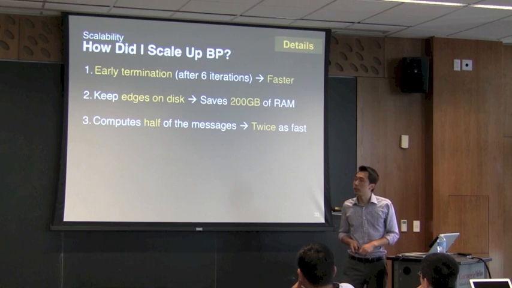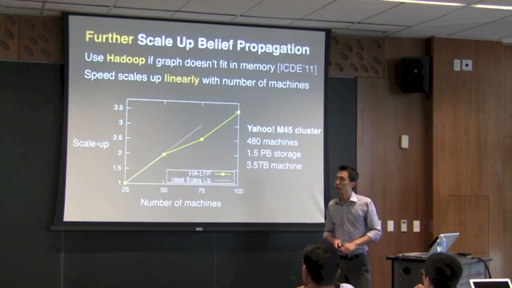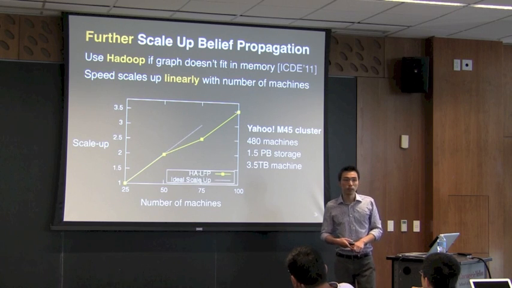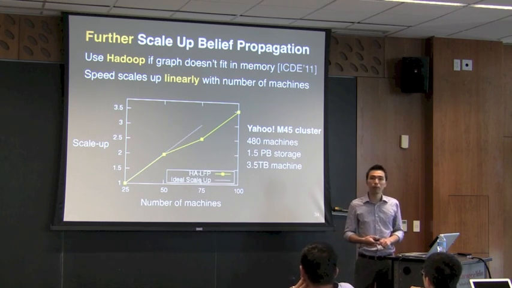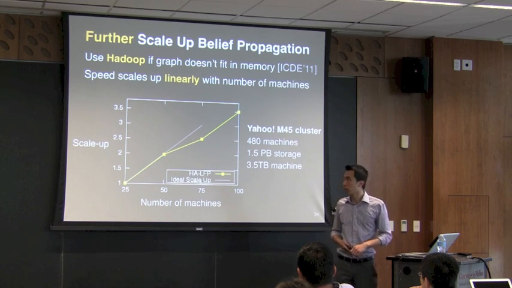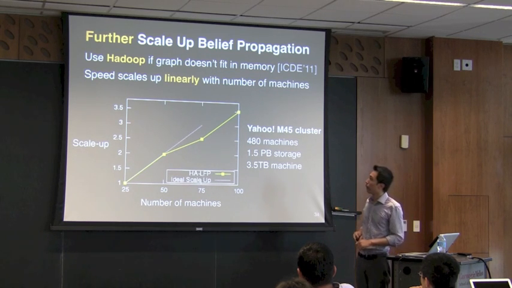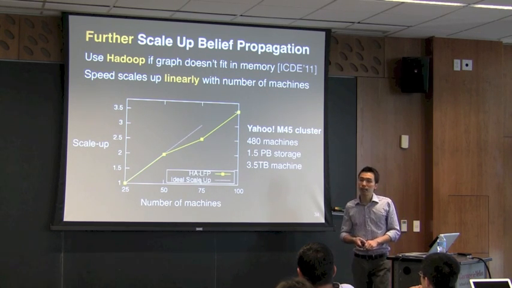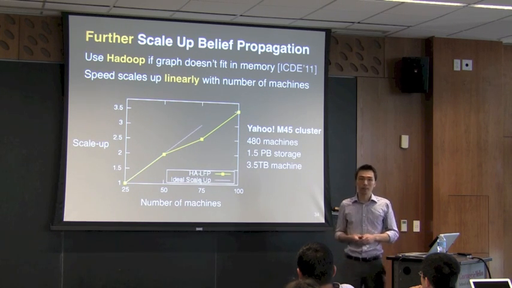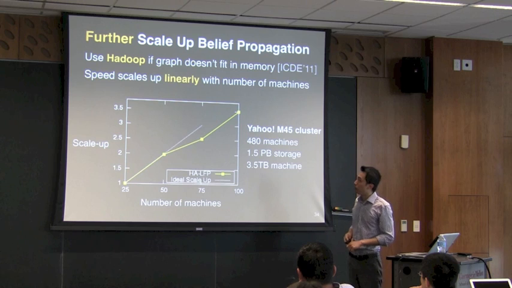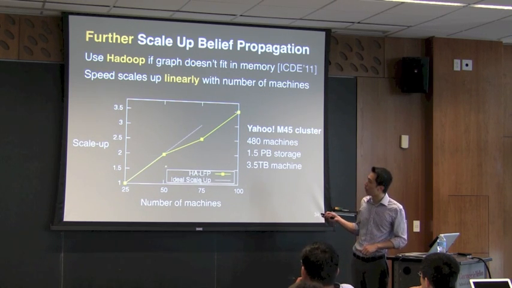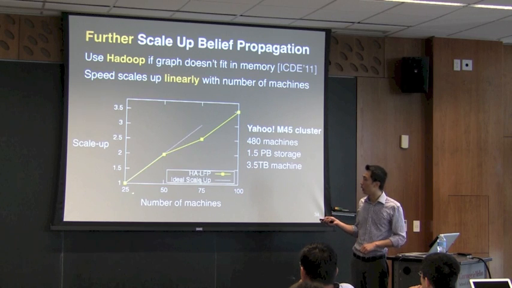So this is for the single machine implementation. We have another paper, published in ICDM 2011, which looks at how we can scale up belief propagation using multiple machines, or a cluster of machines, using Hadoop. And this would be a very good case for when the graph does not fit in memory, which is actually the case today. So this chart here is showing how the time scaled with the number of machines.